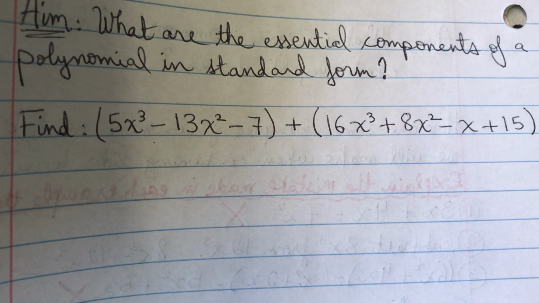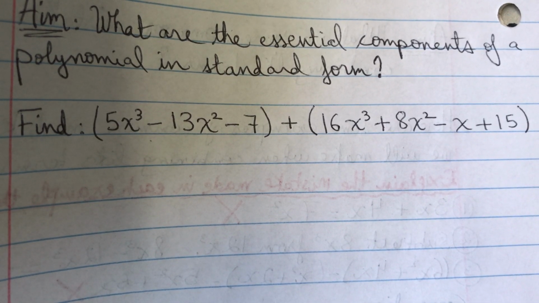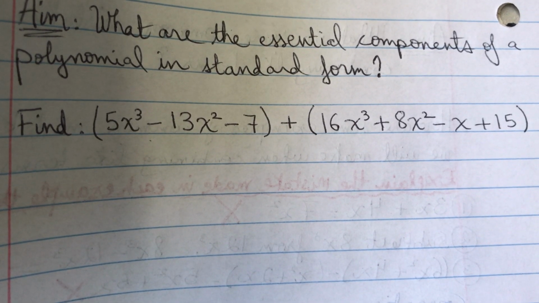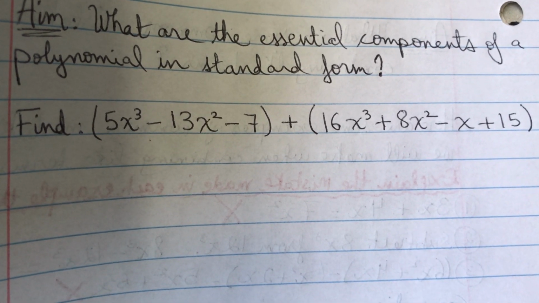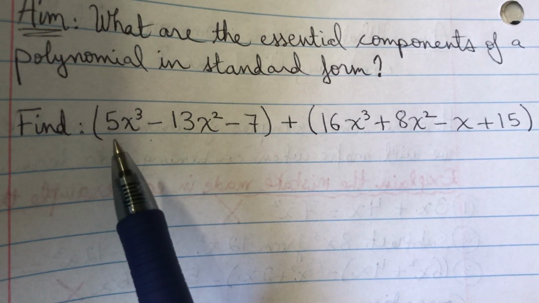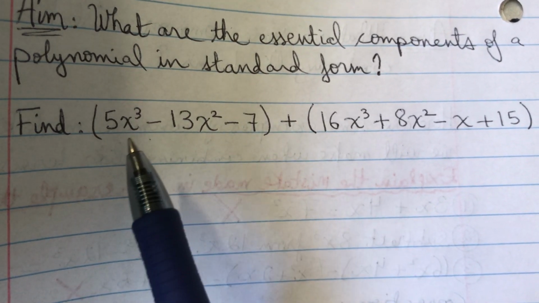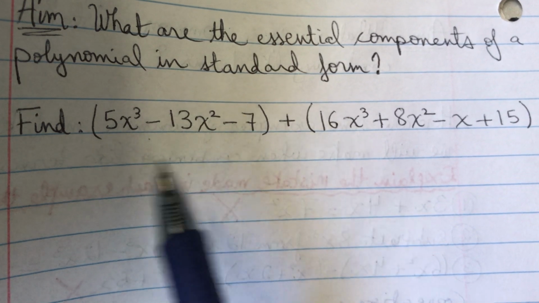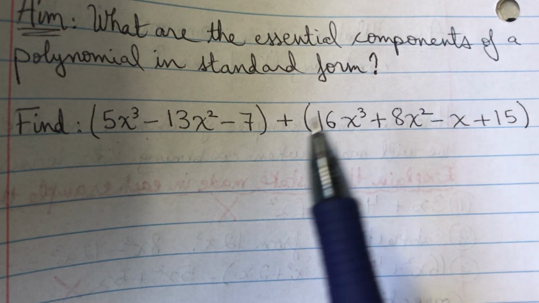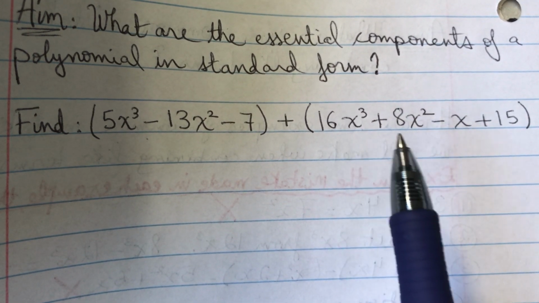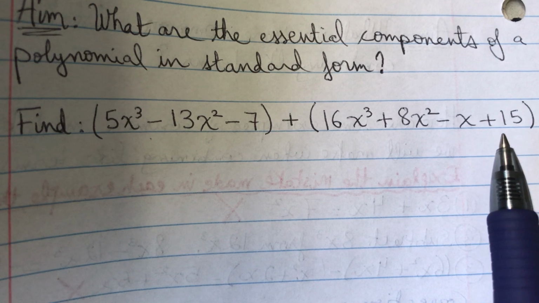Welcome. By now we know the essential components of a polynomial in standard form. So we are going to go ahead and solve the following problem. Now you're given the first polynomial here. It has 3 terms. You need to add this to the next polynomial, which has 1, 2, 3, 4 terms. So let's go ahead and do that.